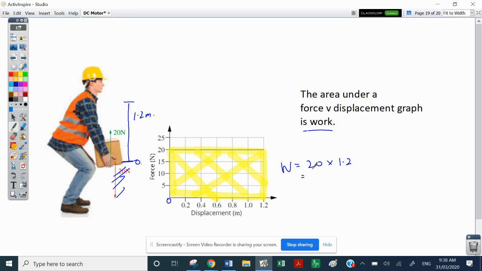So that would be the first way of doing it. I'll just get a calculator and do that. So it's 20 times 1.2, that's 24. So 24 joules. So that's the first thing we could do. We could just use the formula. Or we can simply use the area here, which is 1.2 along there, and this is 20 up there. And therefore, the area here is 24, and therefore it's 24 joules. Notice the area is the product of these two numbers, which is what we've got over here.